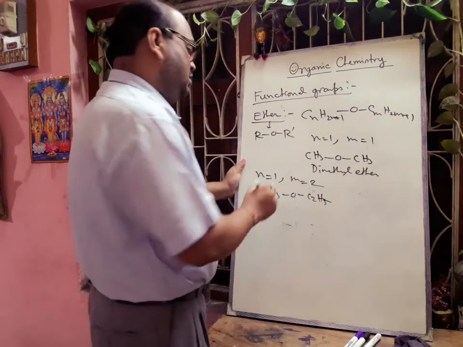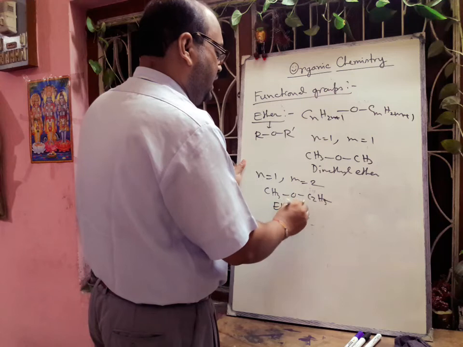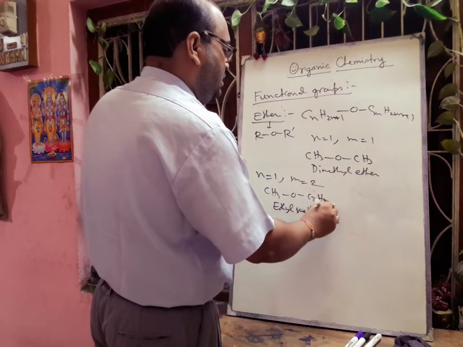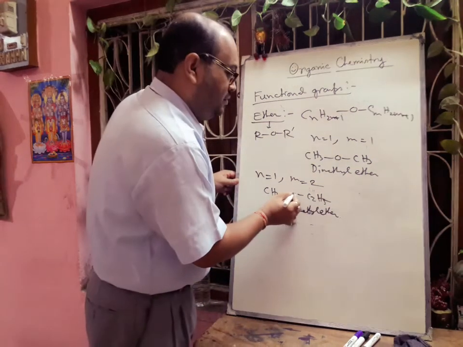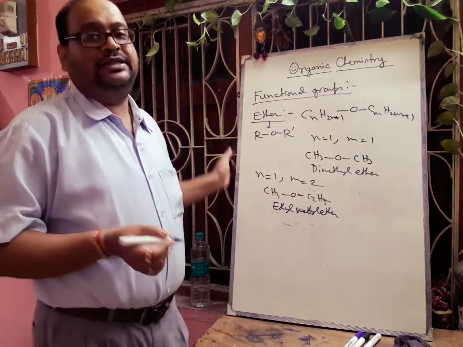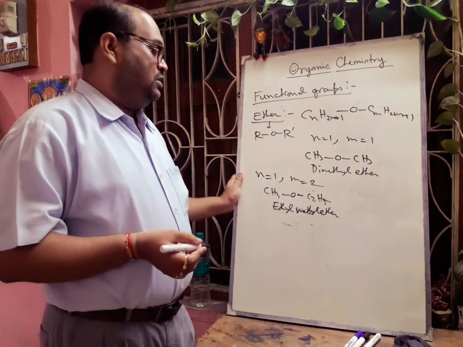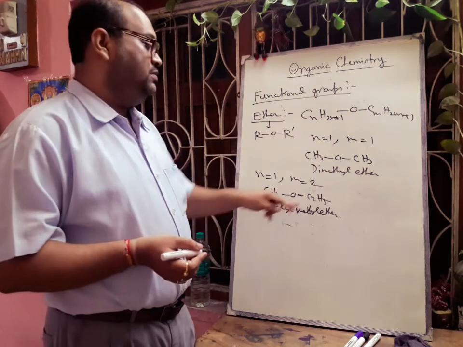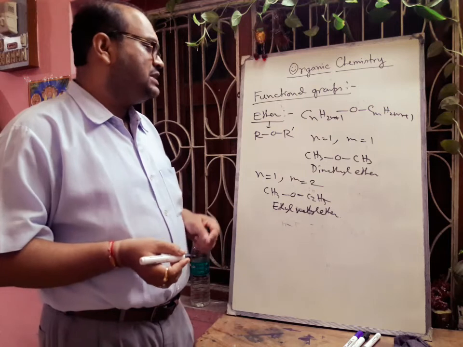This is called ethyl methyl ether. That means the two alkyl groups attached to the oxygen are different. This type of ether is called mixed ether. Here an IUPAC name is also possible. This one will be the longest chain, and we will write it as methoxyethane. That we will discuss later.